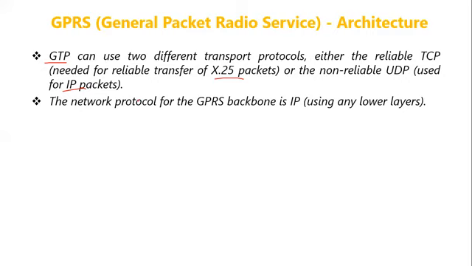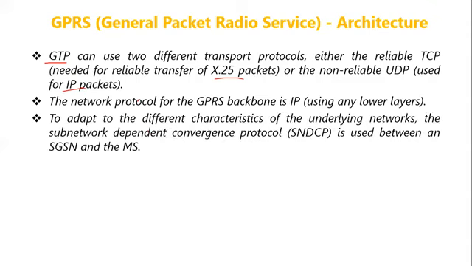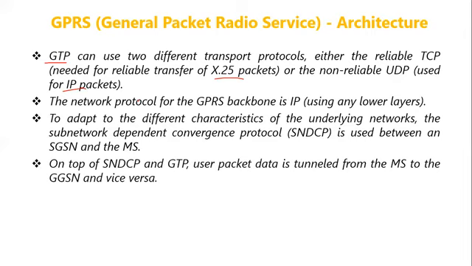So to adapt to the different characteristics of the underlying network, the subnetwork dependent convergence protocol is used between an SGSN and MS. So there may be different types of networks, and in order for GPRS to adapt to all of them, this convergence protocol will be used between the SGSN and the MS. MS is mobile station, and SGSN is the serving GPRS support node.